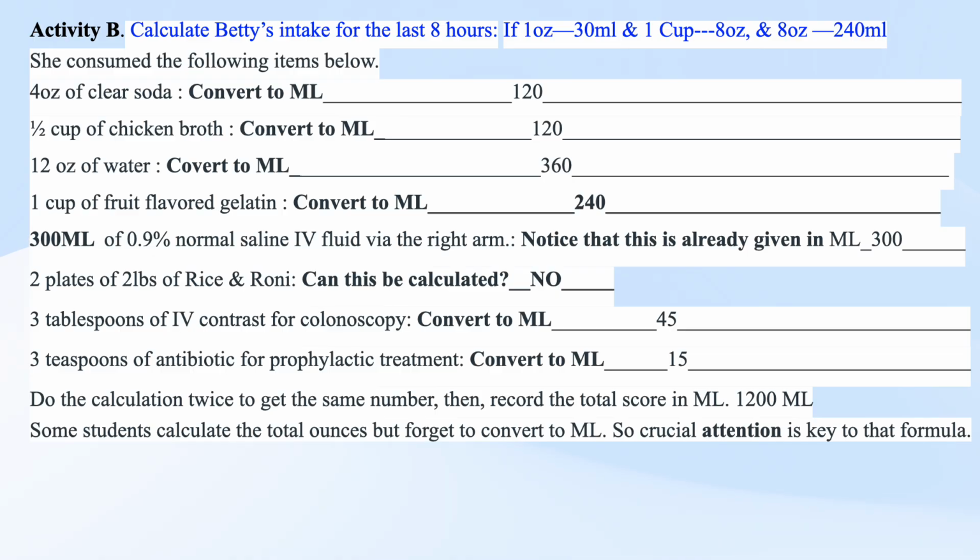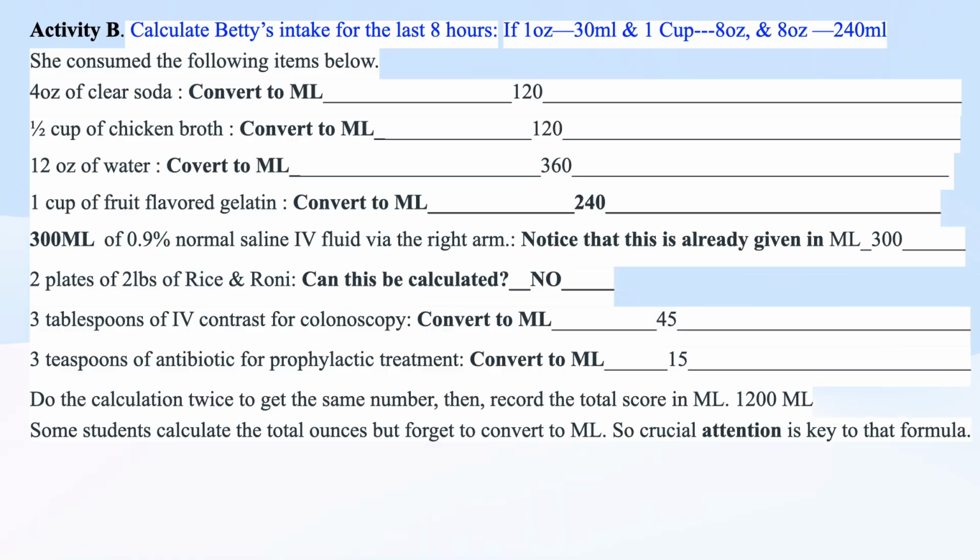On this slide, I have a list of items for you to convert for Betty, so we can calculate everything that she consumed on the intake record. So I gave you a little tip over here. I said if 1 ounce is equivalent to 30 ml and 1 cup is equivalent to 8 ounce and 8 ounce is equivalent to 240 ml, tell me what then is 4 ounce of clear soda converted to ml?